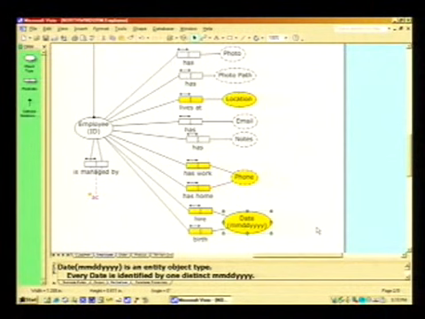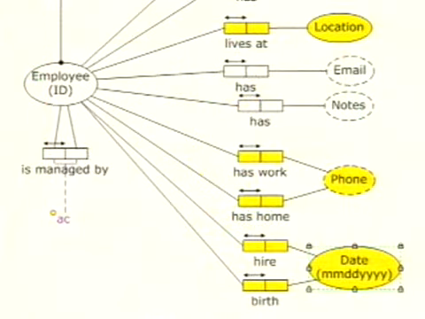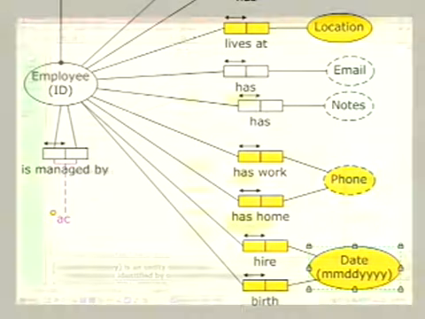Then again, there's the phone. And in this case, we're using the phone in a couple of other different kinds of roles, not just primary and fax, but in this case, with the employee, it's a work phone and a home phone. Yeah, so there's another illustration, and of course here's date.